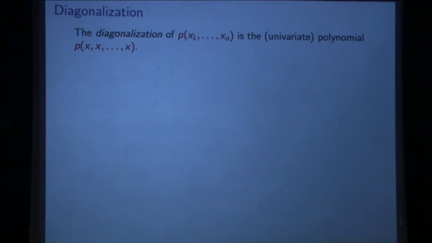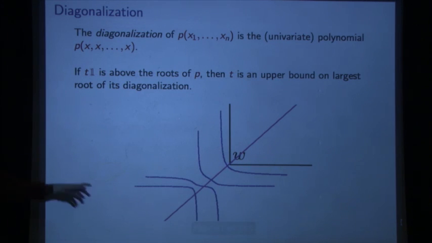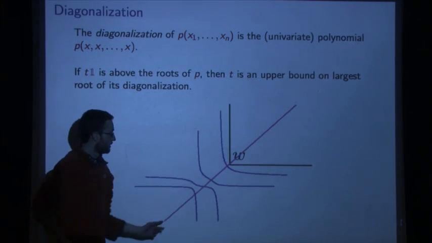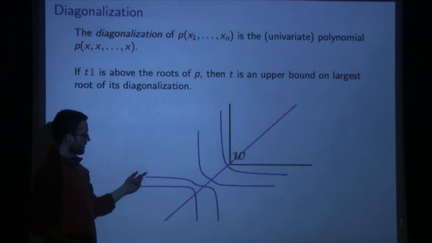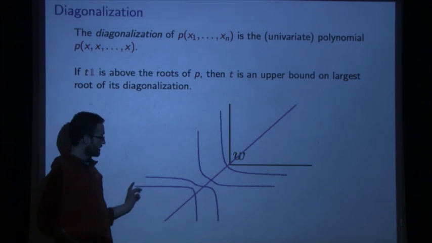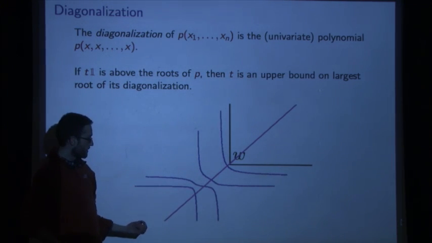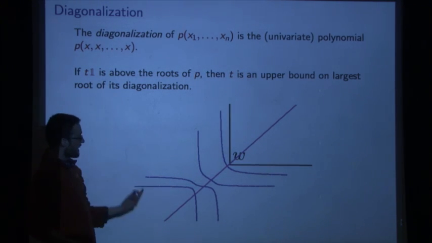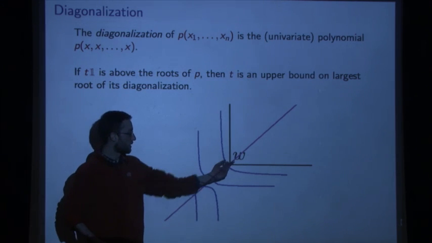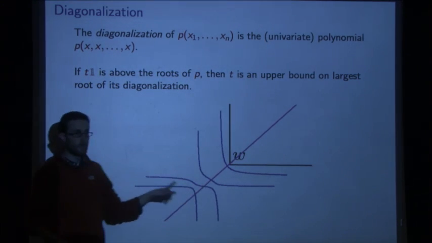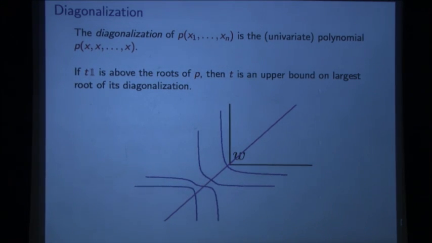The diagonalization of a multivariate polynomial P is the univariate polynomial where I set all of the variables to be the same. And that looks like this. Here's this multivariate polynomial that has these lobes, and if I then take the diagonalization, that's a univariate polynomial, and the roots are exactly where it intersects those lobes. Okay?